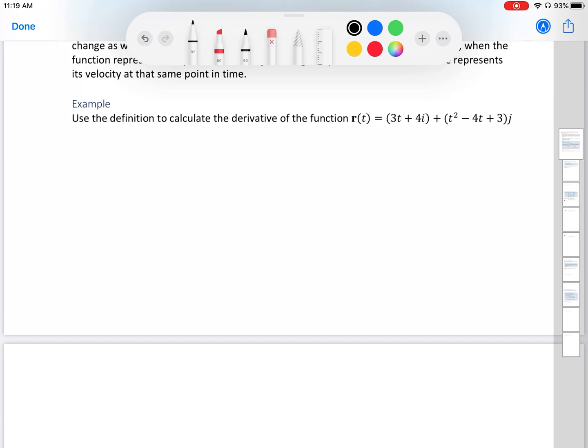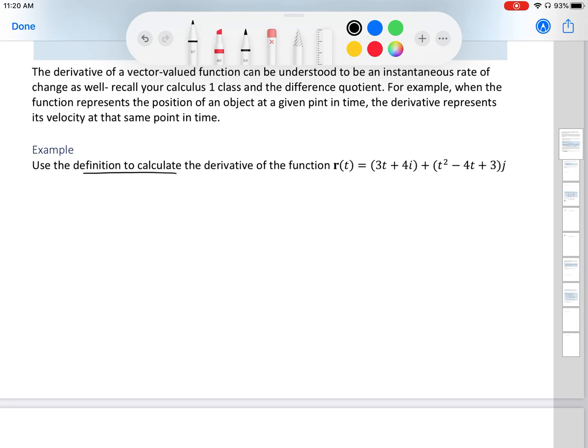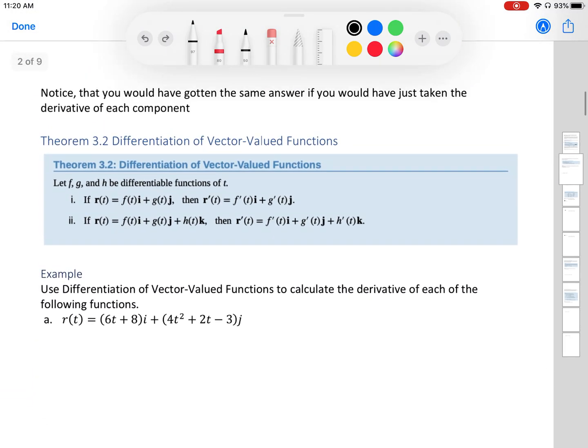Let's do that first example. Use the definition to calculate the derivative of the function. So we have our derivative definition right above, just like your derivative definition from calculus. As before, you can always use the derivative definition, or you can always use the other rules you've learned, such as your power rule.